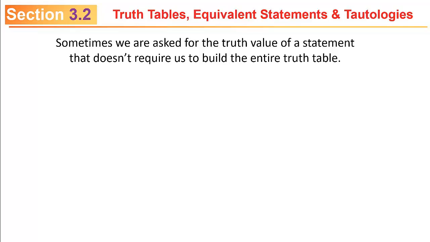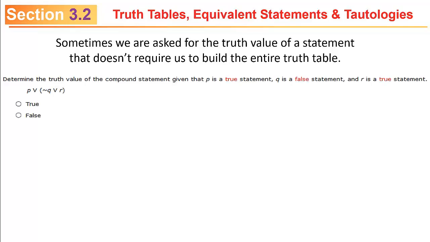Sometimes we're asked for the truth value of a statement that doesn't require us to build the entire truth table. For example, this problem simply says determine the truth value of the compound statement given that P is a true statement and Q is a false statement and R is a true statement. And the logical statement is P or, and then in parentheses, not Q or R.